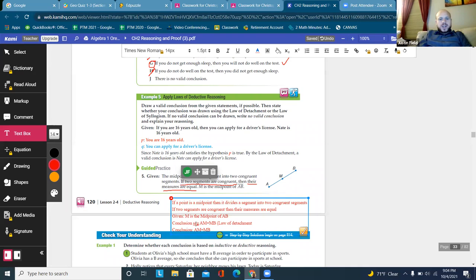I don't have a congruent sign. So AM is congruent to MB. That is the law of detachment, because that is the first conclusion right here, two congruent segments. The second conclusion is that their measures are equal. That's the last conclusion right here. That's the last conclusion. So that would be the law of syllogism.